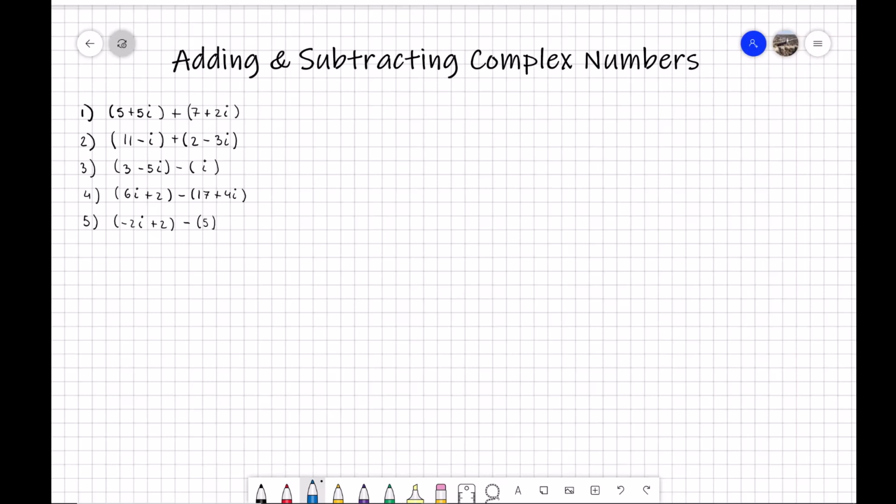Today we're going to be adding and subtracting complex numbers. First we have to know what a complex number is.